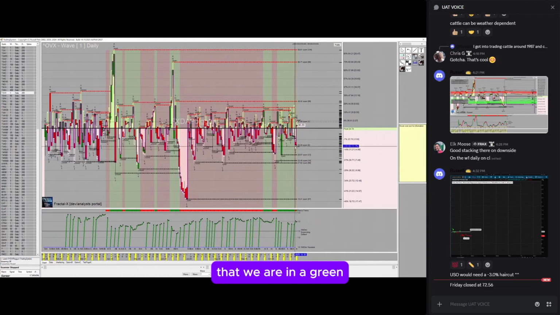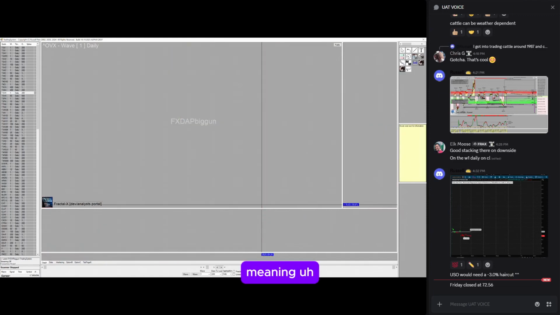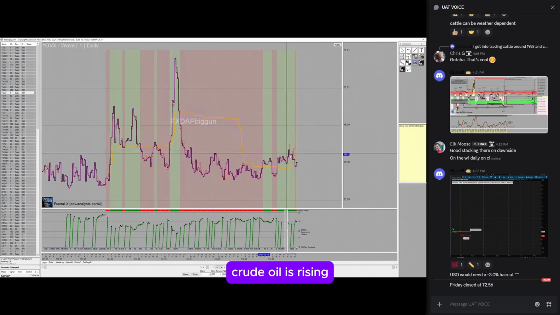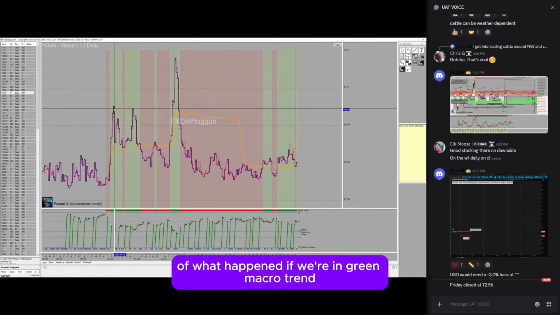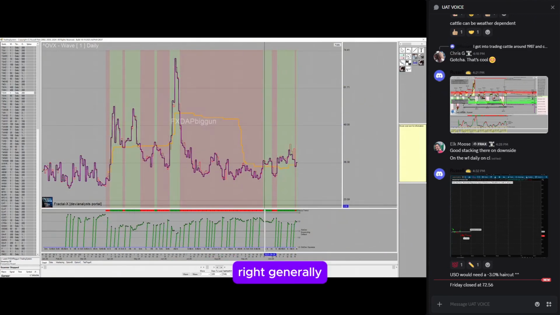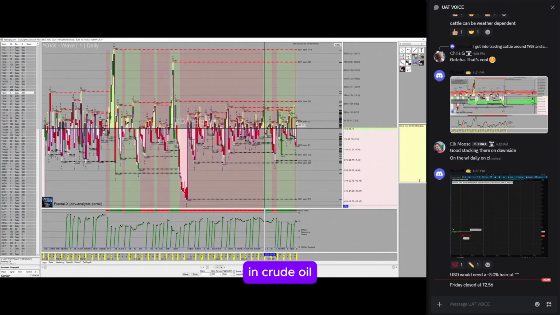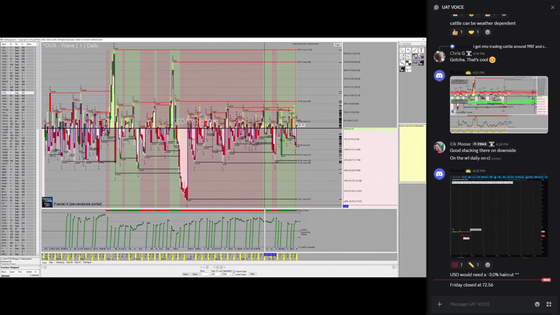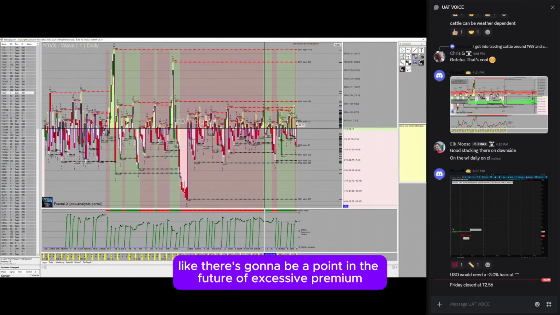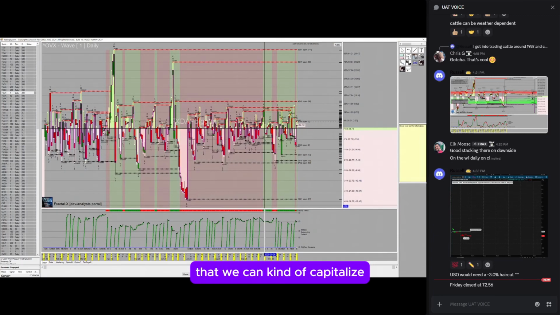You'll note that we are in a green macro trend, meaning crude oil volume is rising. We will continue to be in a green macro trend if we stay above this orange vector here. You can see various examples of what happened in a green macro trend. Generally, it leads to a spike in crude oil implied volatility. So for a long options trader like what we do, there's going to be a point in the future of excessive premium that we can capitalize on in the meantime. Hopefully this helps.